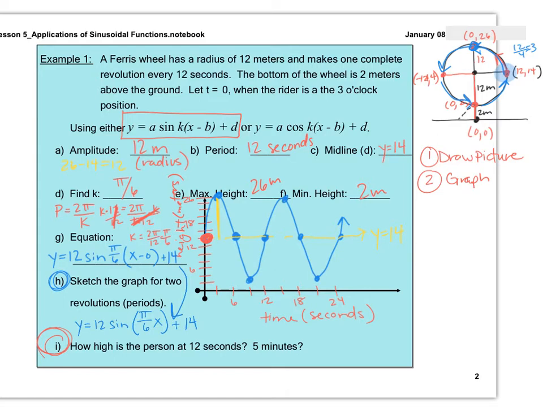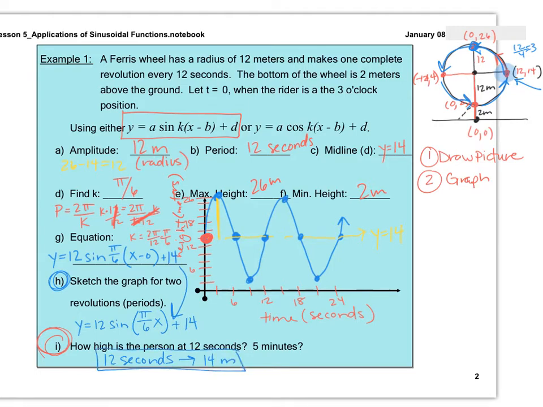Part I, how high is the person after 12 seconds? Well, if he starts at the 3 o'clock position and does 12 seconds of the ride, he's going to be back at the 3 o'clock position. So at 12 seconds, he's going to be, or she is going to be, at 14 meters high.